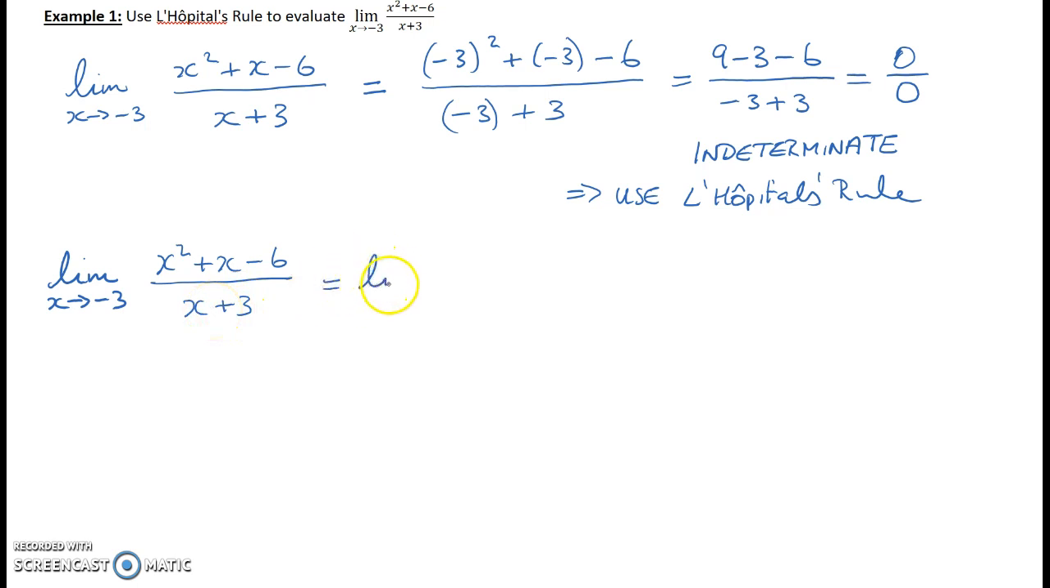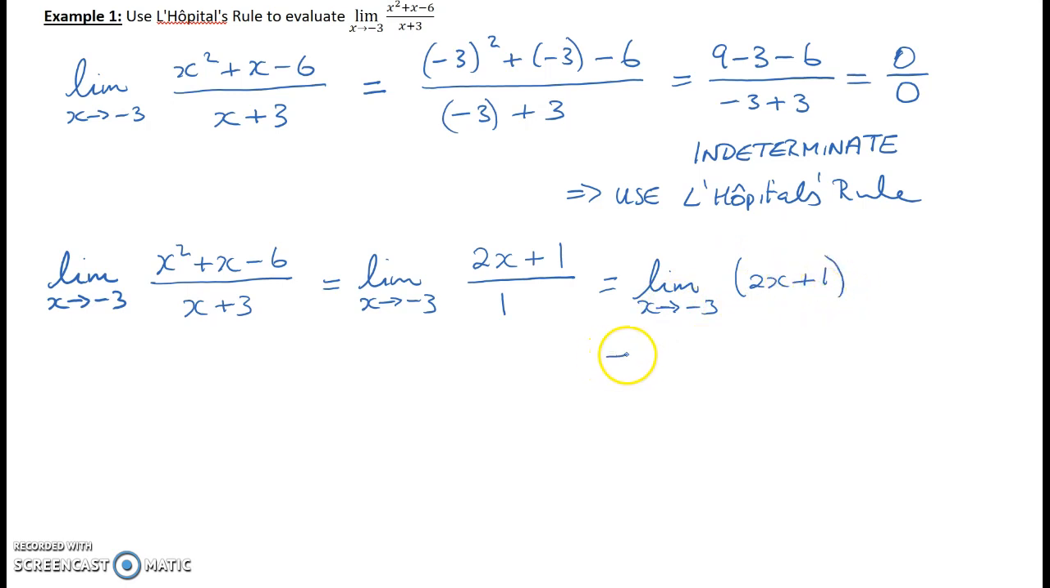Now, let's continue to find the limit, but this time of the derivative of the top over the derivative of the bottom. If we differentiate x squared plus x minus 6, differentiate x squared, we get 2x. Differentiate x, we get 1. And differentiate minus 6, it simply goes away. On the bottom, we have x plus 3. If we differentiate that, differentiate x, you get 1. Differentiate the plus 3 is 0. So this becomes the limit as x approaches -3 of 2x plus 1.